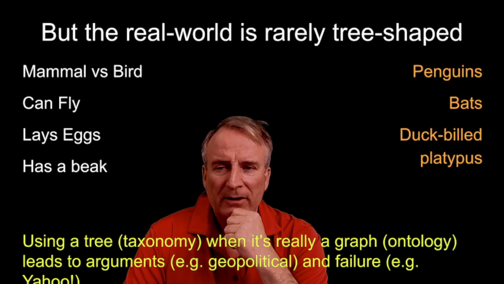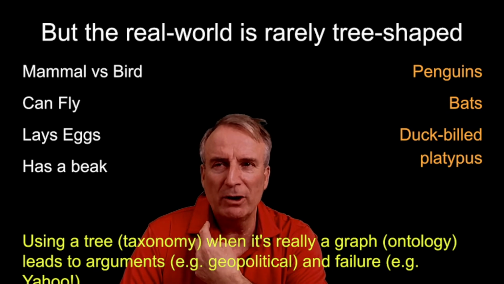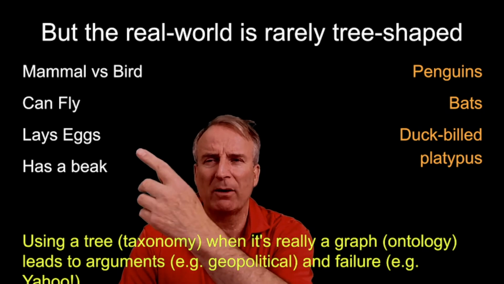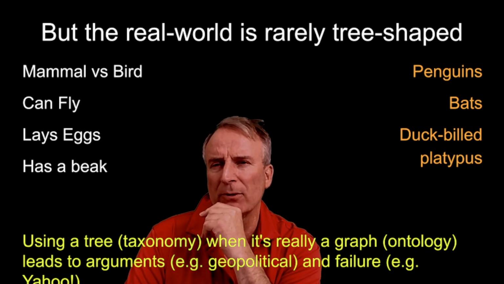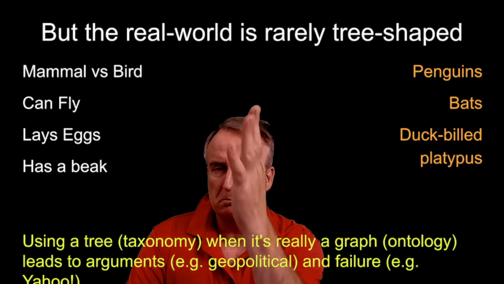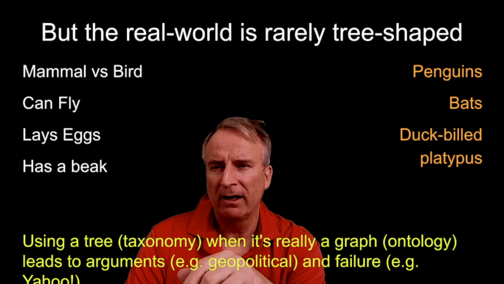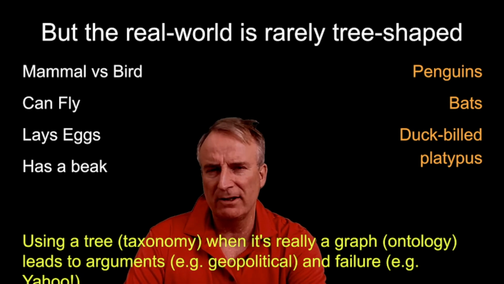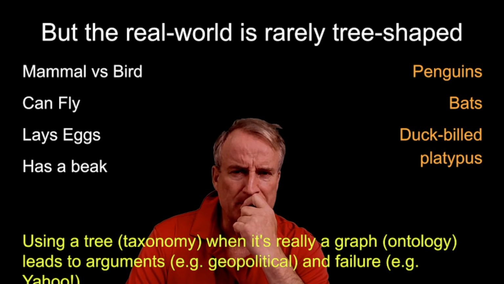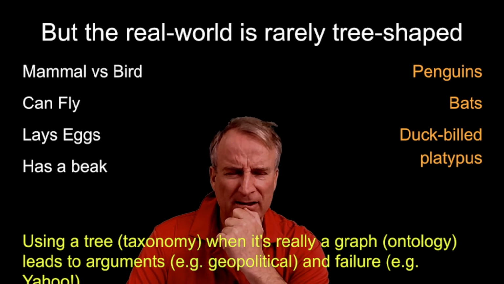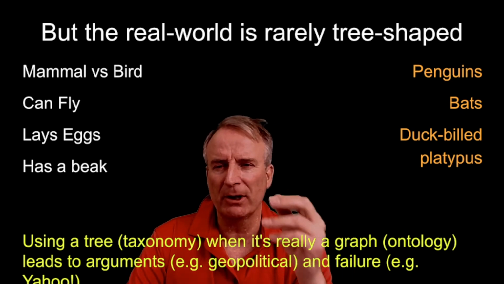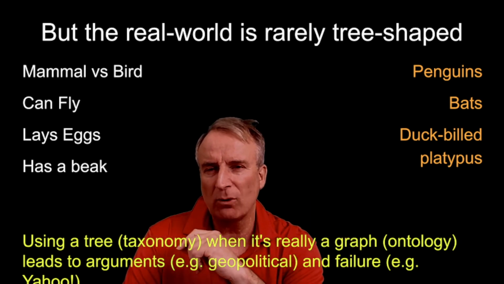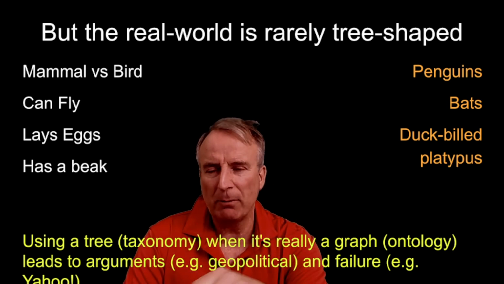But the real world isn't shaped like that. The real world is best modeled as a graph because you hit things like, well, I want to create a taxonomy for animals. Well, is it a mammal or a bird? Great. Node, tree. Can it fly? Oh, that's easy. Does it lay eggs? That's easy. Does it have a beak? That's easy. Oh, hang on a minute. Penguins. Bats? Duckbill platypus? Now we're really screwed because we can't represent them in a taxonomy that has all of those in as split points in the tree.